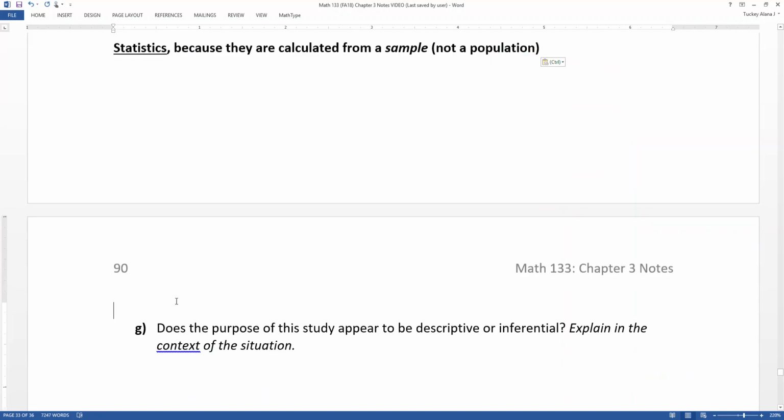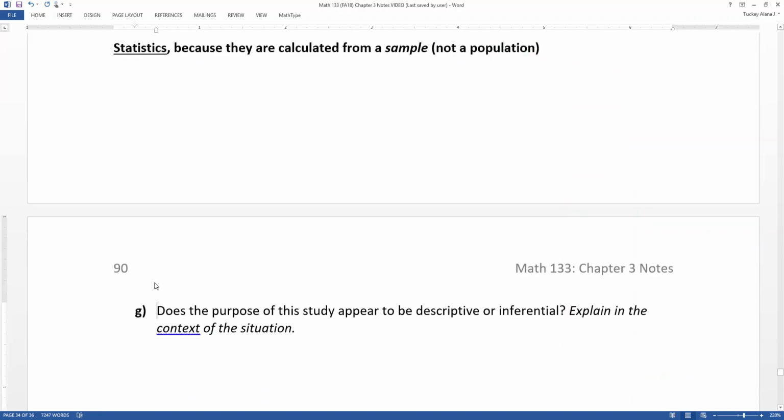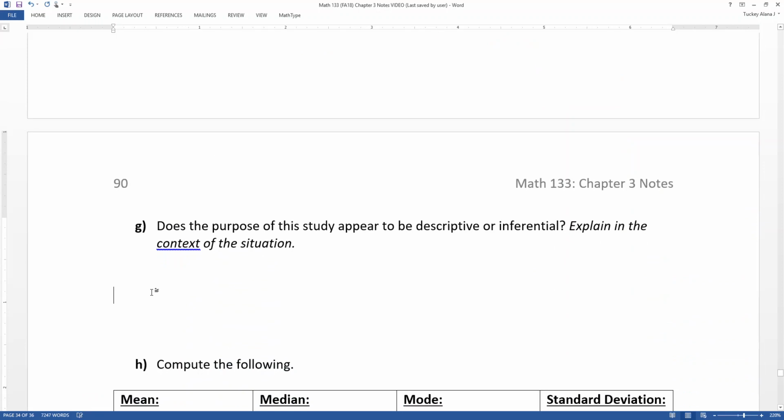All right, now this one's a little tricky. Does the purpose of this study appear to be descriptive or inferential? Well, we talked about those just briefly in section 1.1. Descriptive is I want to just describe what I see and that's it, right? What's in this data set, what's in the sample, and that's all I'm trying to do. Inferential is saying, hey, yeah, I want to describe what's in this data set, but I want to infer from this data set about the larger population, which seems to make more sense in this particular context.